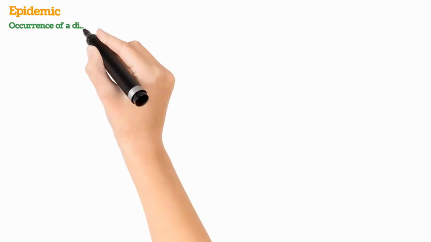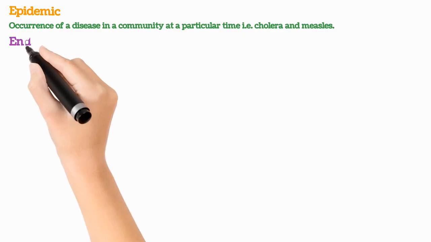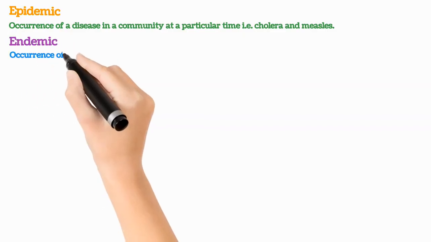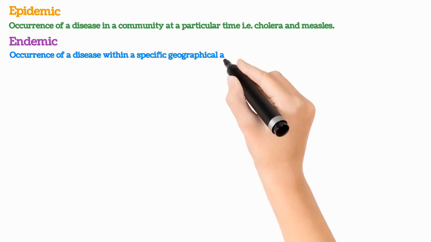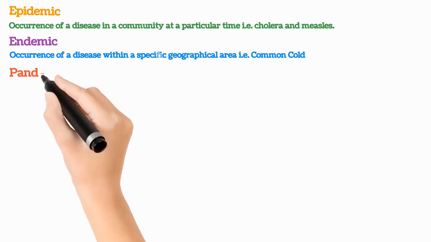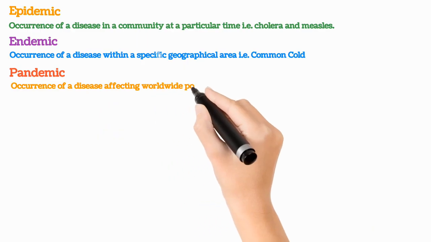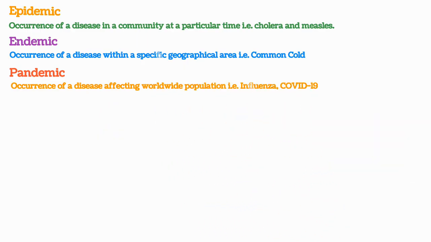So let's discuss the important terms or concepts that are related to tropical and communicable diseases, like epidemic. Epidemic is basically the occurrence of a disease in a community at a particular time. For example, cholera and measles. Similarly, dengue fever in Lahore in 2011. The endemic means the occurrence of a disease within a specific geographical area, such as common cold or malaria in Pakistan. Similarly, pandemic, the occurrence of a disease affecting the worldwide population, such as influenza and COVID-19, that affect the whole world.